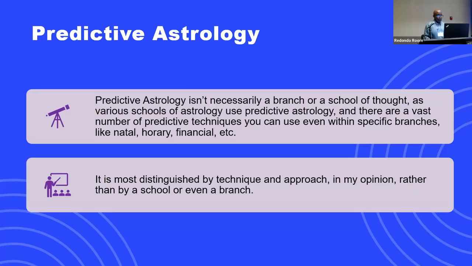So you can use natal, horary, financial. For instance, for horary, you can make a prediction about something in someone just from the horary. Not just like, will I find love? A horary astrologer, or particularly a horary chart, depending on the chart, could reveal even when. So that's what I mean by predictive.